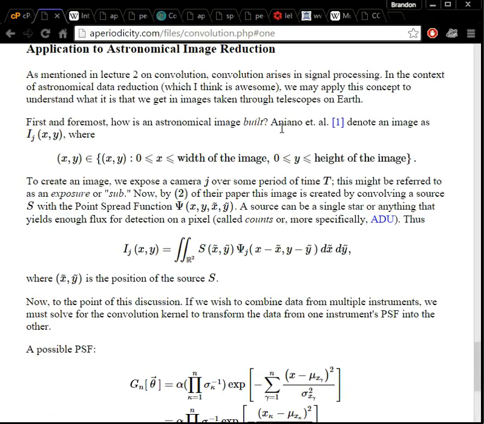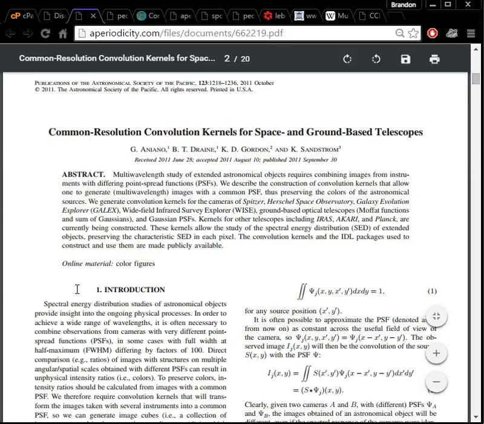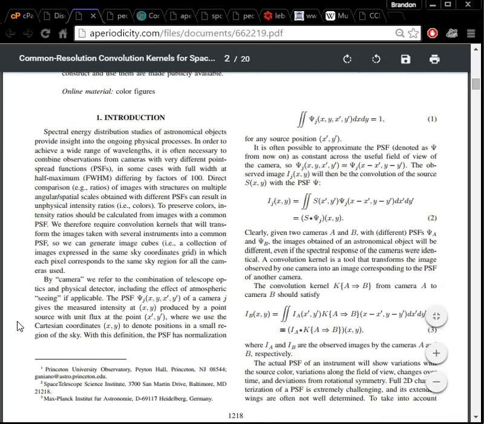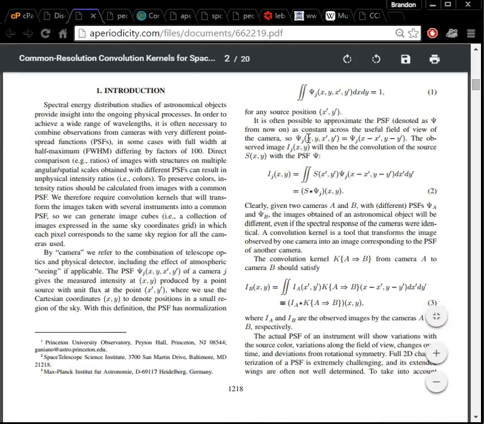It denotes an astronomical image as I sub j of x y, where j denotes a particular camera, a camera that's associated with a specific instrument or telescope, and a coordinate x y on the image that the telescope has taken. So you can go take a look at this paper. The paper is called Common Resolution Convolution Kernels for Space and Ground-Based Telescopes, as I mentioned, and you'll recognize some of the mathematics. First and foremost, the convolution operator. They write it as a star here, but they really mean asterisk. It's the same thing.